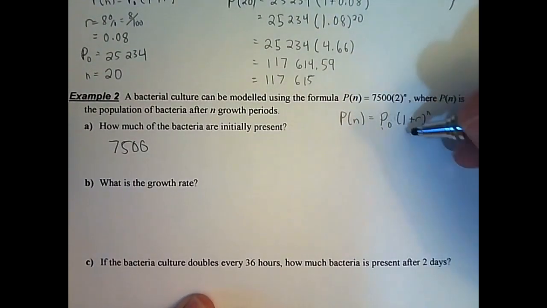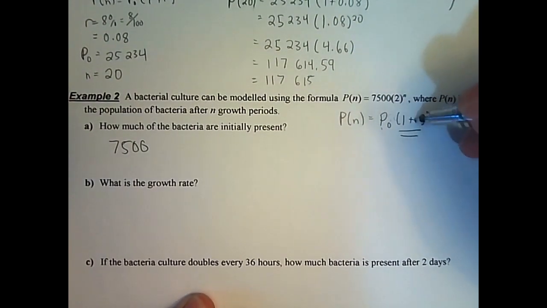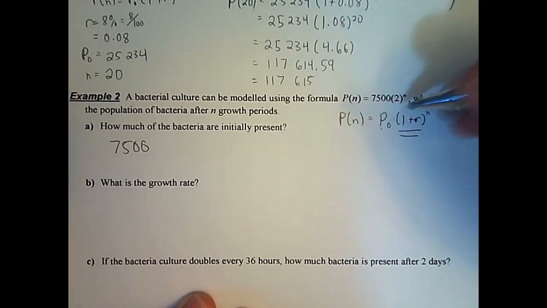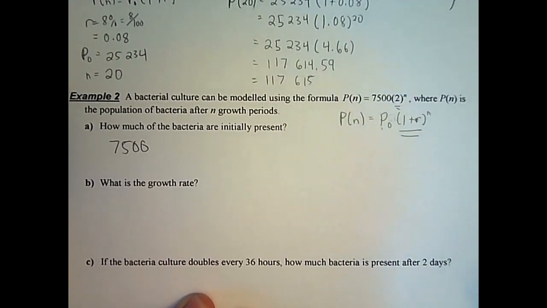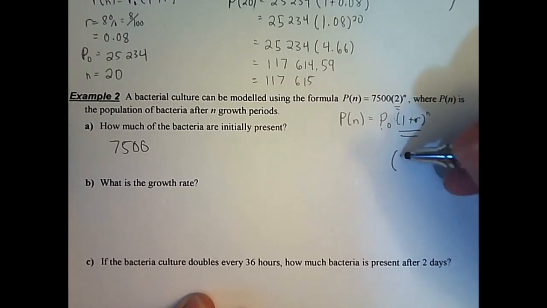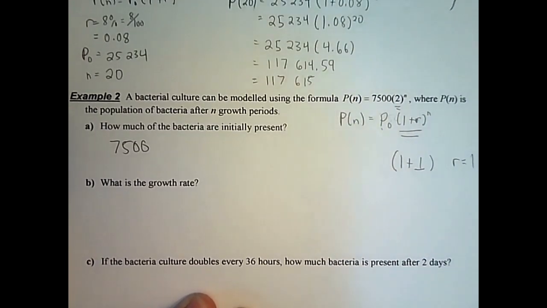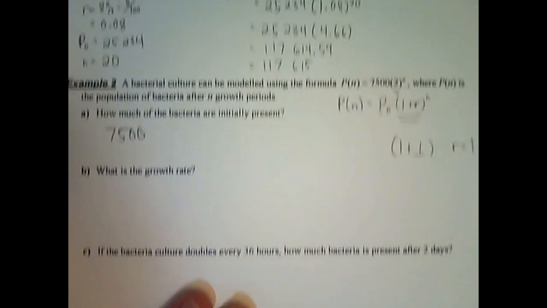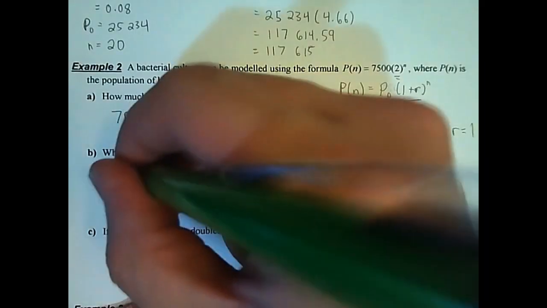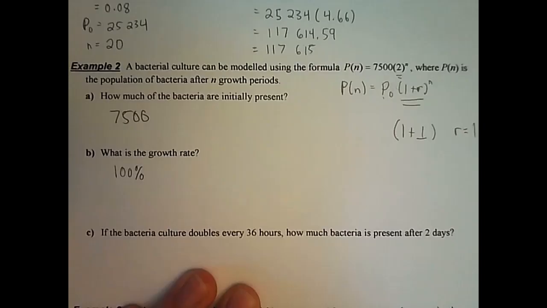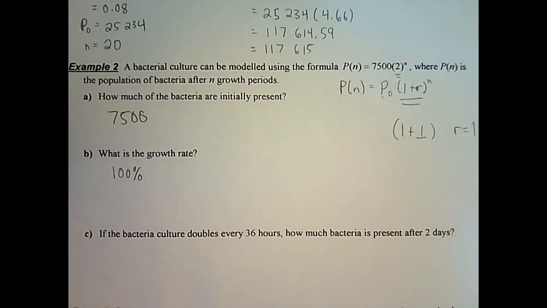Well, if R represents our growth rate, and our equation is this, well, 1 plus something has to be equal to 2. That something is going to be R. So 1 plus 1 is 2, so R is going to be 1. So what is the growth rate? The growth rate is 100%. If the bacteria culture doubles every 36 hours, how much bacteria is present after 2 days?